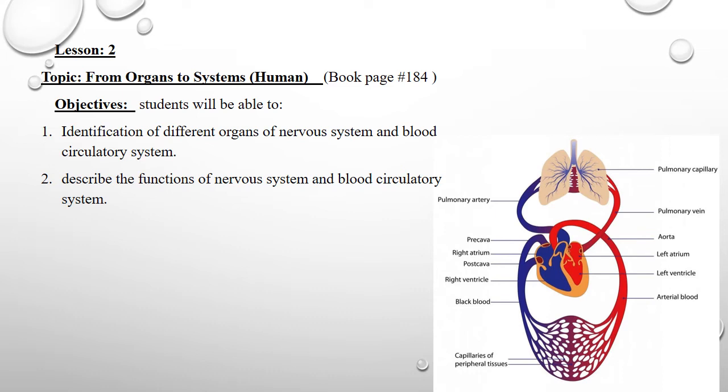Topic: from organ to system. Book page 184. Objective: students will be able to identify the different organs of the nervous system and blood circulatory system, and describe the function of the nervous system and blood circulatory system.